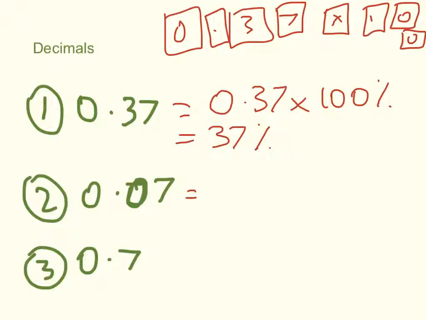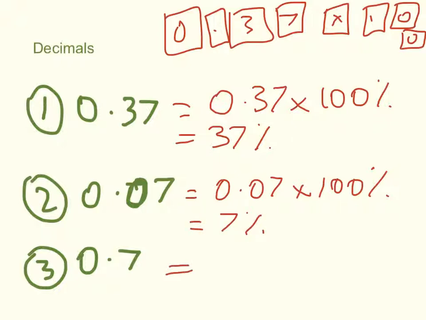The next one, 0.07 is equal to 0.07 times 100%, which is 7%. And the last one will give us 0.7 times 100%, which is 70%. Again, lots of you will be able to do these in your head. I just want to show people some strategies if you do find these very difficult. Okay, I'm going to give you 3 more to try now to check that you've got them. Right, so I want you to try converting these into percentages.